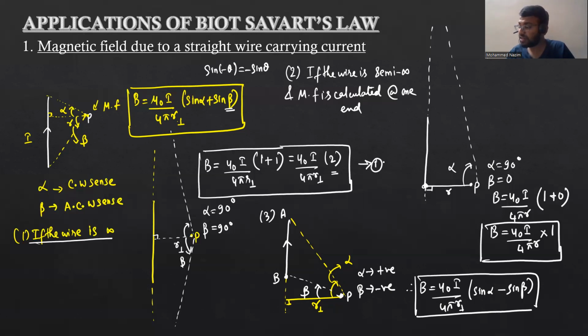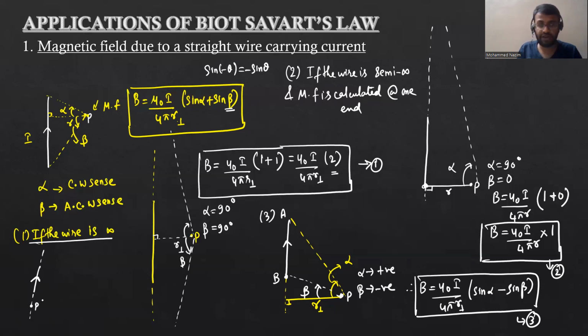Semi-infinite wire, finite wire, and if this is the situation. And one more point is, if the point P lies on the axis of the wire, then what will happen? Let us draw one simple diagram here, and let us say I wanted to calculate the magnetic field on the axis of the wire.